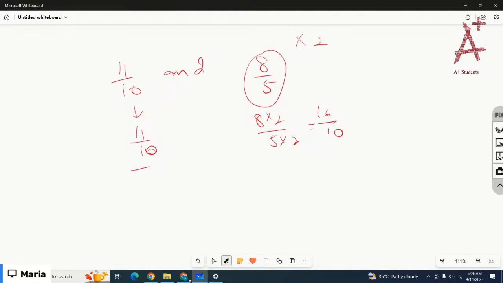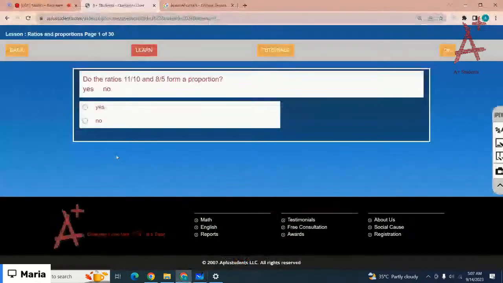Just look at both the fractions. They have the same denominators, but still different numerators. That means they do not form a proportion. Both the fractions do not form a proportion. The answer is no.